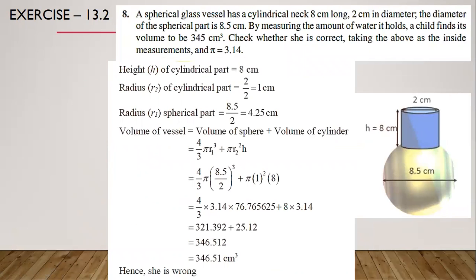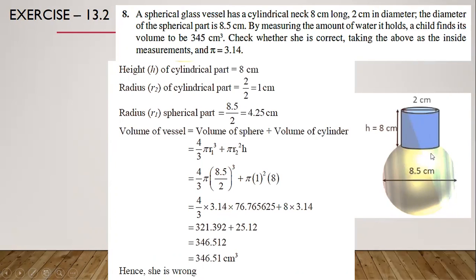Now, moving on to the eighth question. A spherical glass vessel has a cylindrical neck. So this looks like a bulb, isn't it? So spherical vessel and it has a cylindrical neck of 8 centimeter long and 2 centimeter diameter. In all the questions, note whether they have given diameter or radius. Now, the diameter again of the spherical part is 8.5 centimeter.